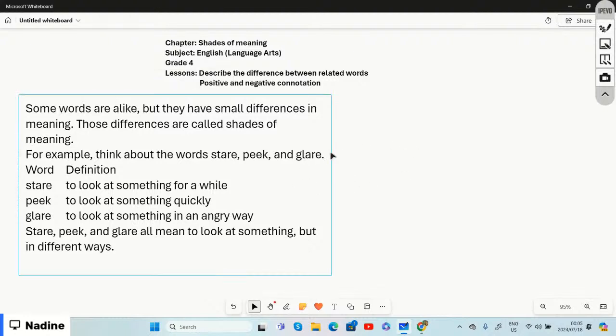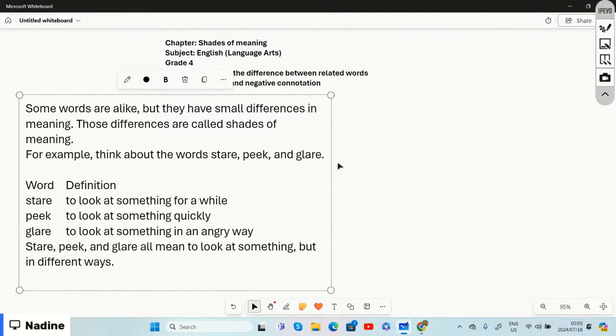All right. So when it comes to shades of meaning, it means that we can have different words, but the meanings of those words are different, or let's say similar, sorry. It can either be different or it can be similar, right? Or there are just slight differences or slight similarities between those words.